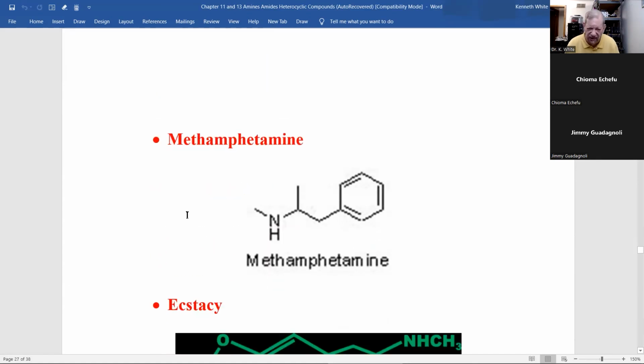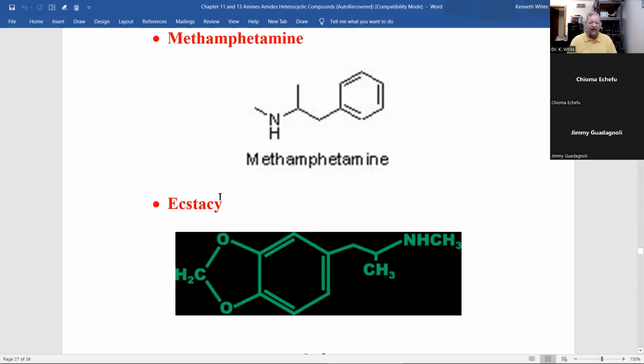Now, here's a very addictive drug, which is an alkaloid. Notice here I have a nitrogen with a methyl group here, and these carbons and the benzene ring. This is called methamphetamine. It's a crystalline material at room temperature. They also call it crystal meth.